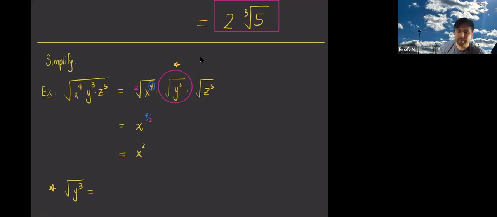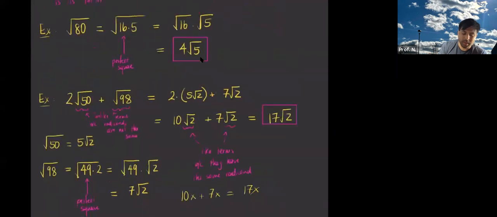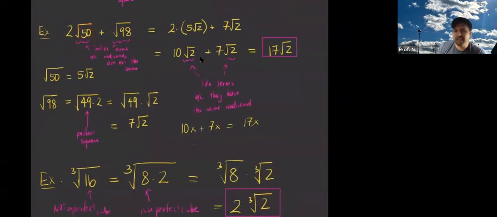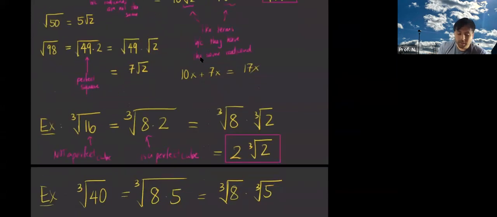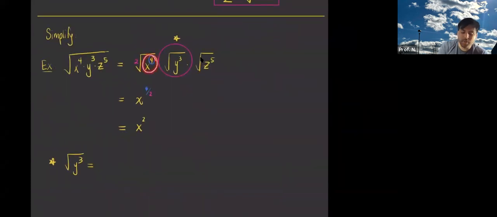I know it's kind of difficult to interpret it this way, but think of y cubed, think of this number here, as one of those numbers where it's not a perfect square. So technically, x to the fourth is a perfect square. But y cubed is not a perfect square, because when you divide the exponent by 2, it doesn't nicely evenly divide.